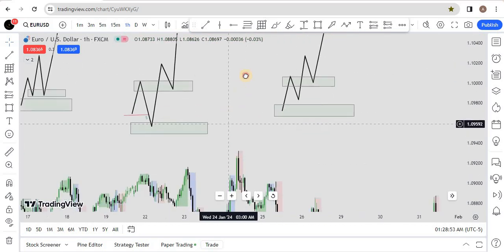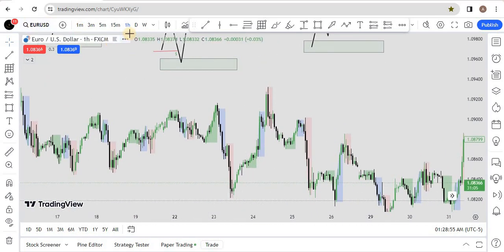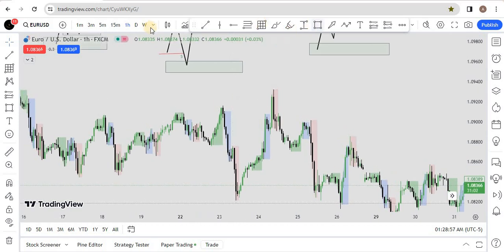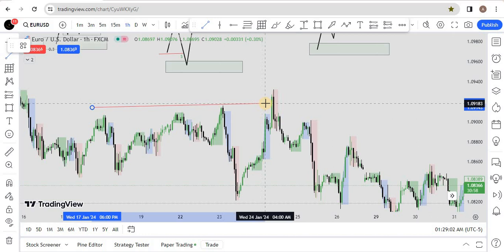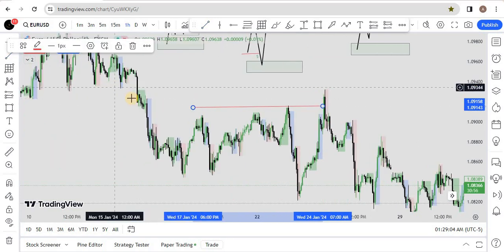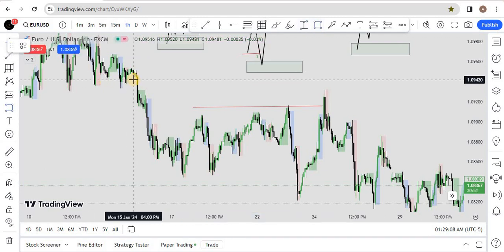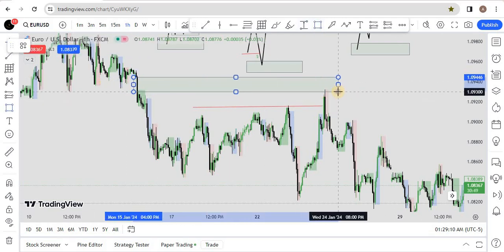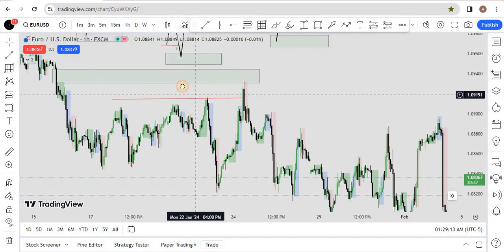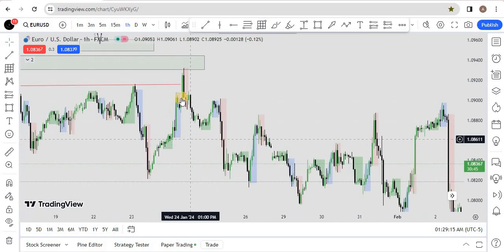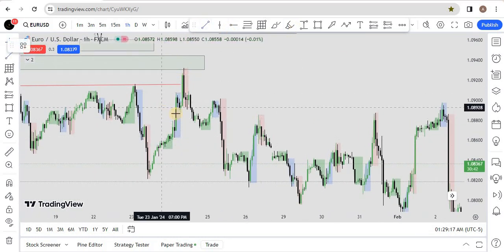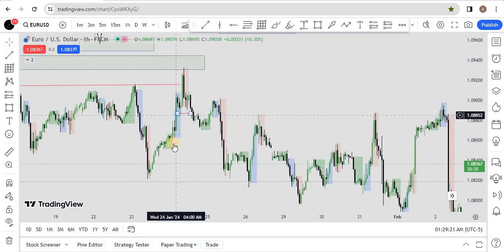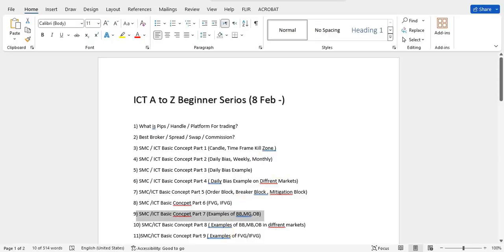Let me show you an example. We have EURUSD on the 1 hour time frame. Price takes out the liquidity of 3 days, 4 days, like this here, and taps on the higher time frame POI, that is a fair value gap. After that price gives us a market structure shift here. What is market structure shift? In the coming videos I will explain it.